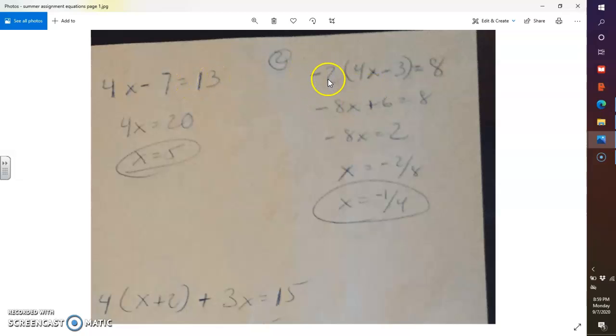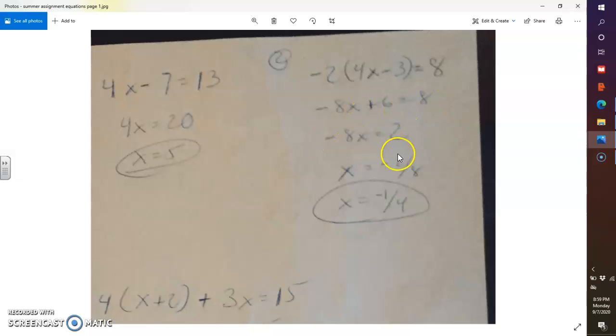On the second problem here, we have negative 2 times (4x minus 3) equals 8. I distribute the negative 2 because anytime there's a number outside the parentheses, we distribute. We get negative 8x plus 6. You notice I don't multiply the negative 2 to the 8. Whenever we're distributing, we're just going through that one parenthesis. So now we have negative 8x plus 6 equals 8. We subtract 6 on both sides, we get 2.